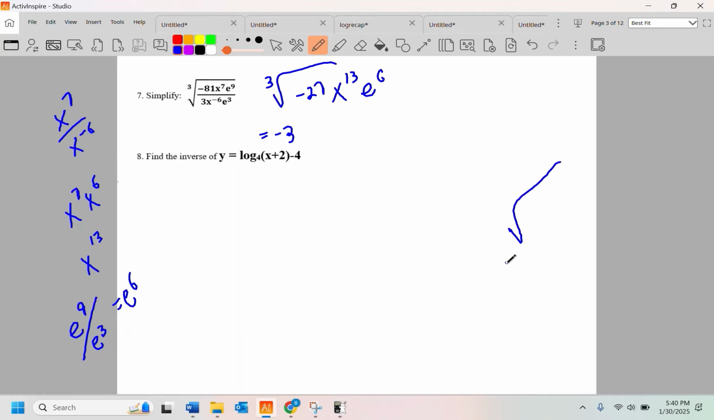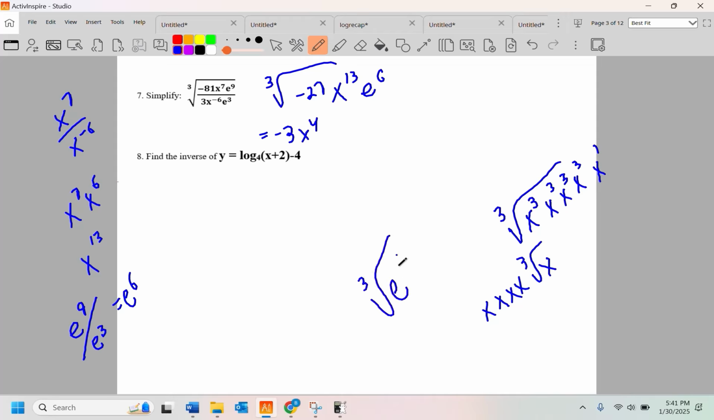So let's take a look at this x to the 13th part. X to the 13th is an x cubed, an x cubed, an x cubed, an x cubed, and an x to the first, because those numbers add to 13. Every single one of those x cubes creates an x on the outside. And that's going to be x to the 4th.